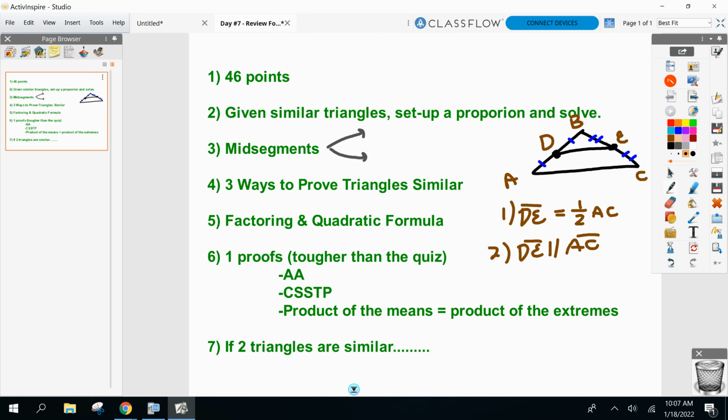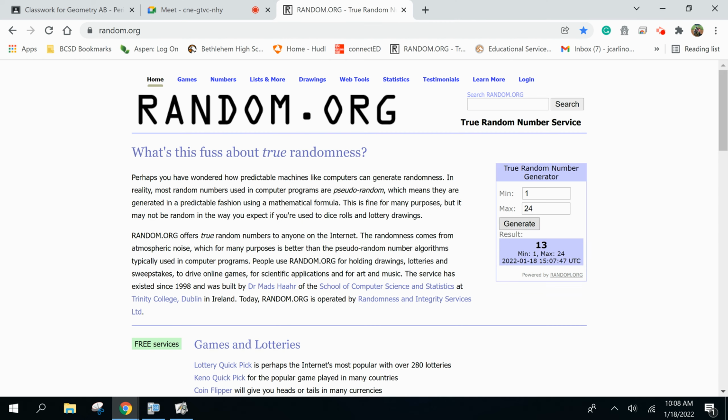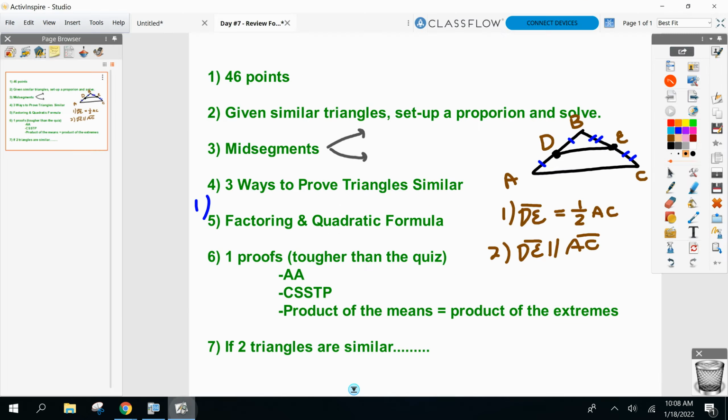Questions? All right. Three ways to prove triangles similar. What do you got for me? Here we go. One way to prove triangles similar: sides. What do I know about the sides? Not that they're congruent, but in the same ratio, all three sides. That's way number one. Way number two.